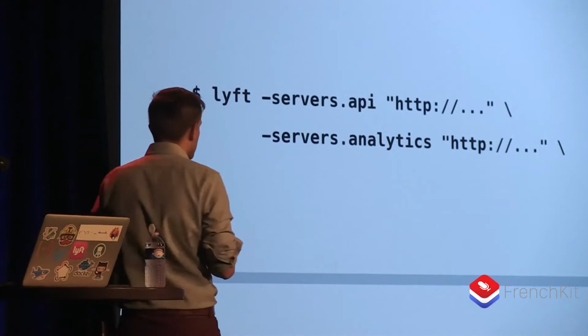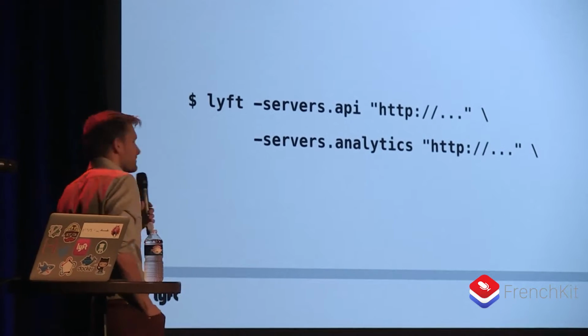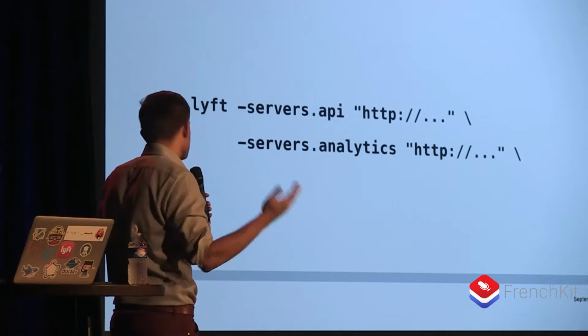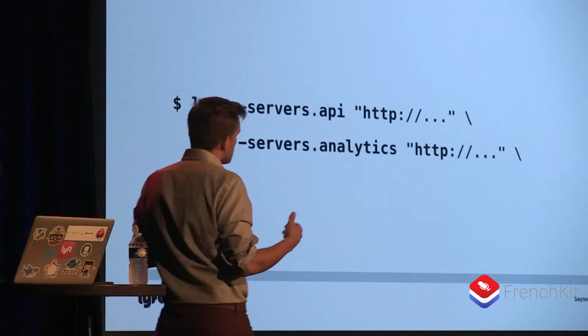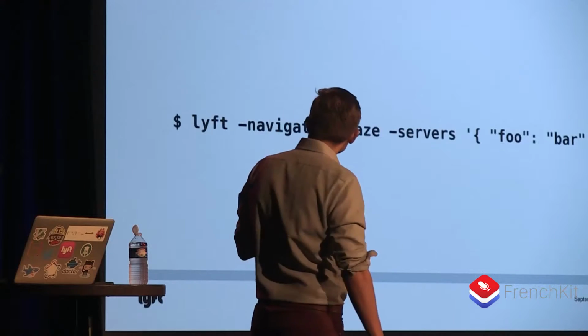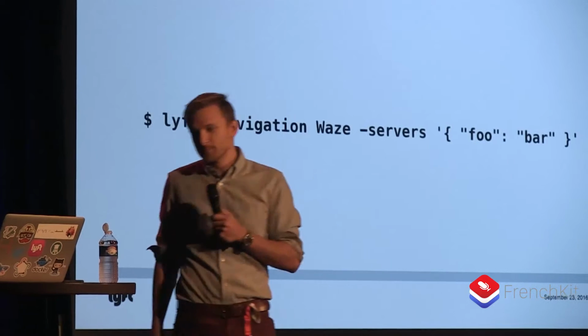So, how do you pass the dictionary? Maybe you can do key paths. That's a convention in Cocoa. So say servers.api is, I don't know, something. Servers.analytics, something else. Doesn't work. Maybe you can do JSON. Servers blob of JSON, and doesn't work.